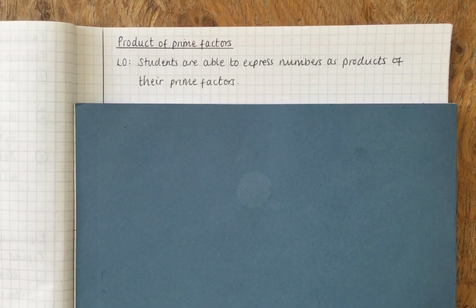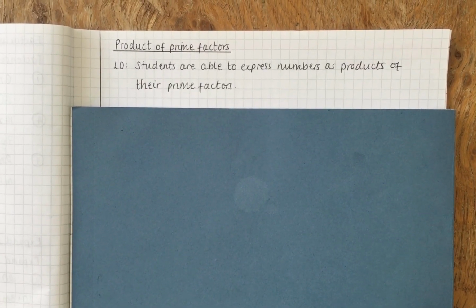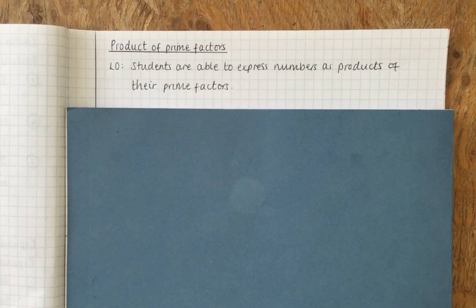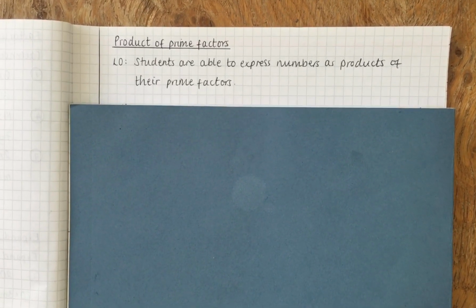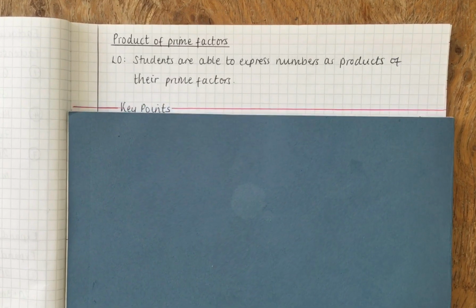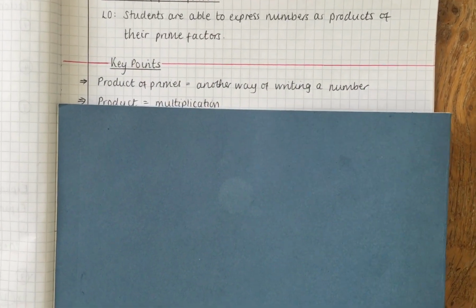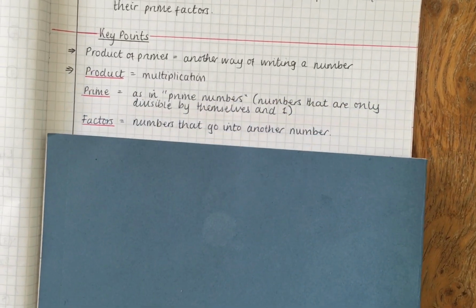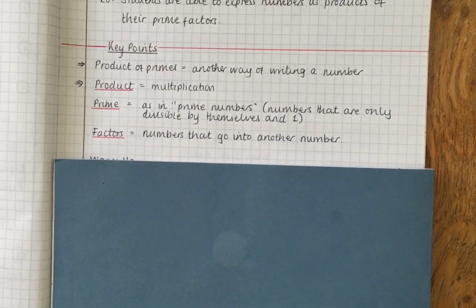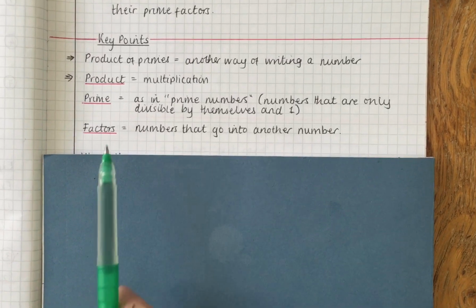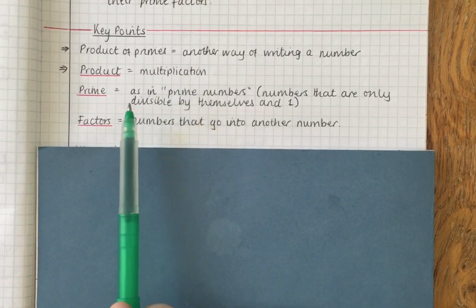Okay, so today we're going to look at how to write numbers as a product of their prime factors, and we're going to jump straight to the key points to explain what some of these key words mean. So, product of primes is another way of writing a number, and we know from previous learning what these words mean. So, product in maths means multiplication, means multiply.